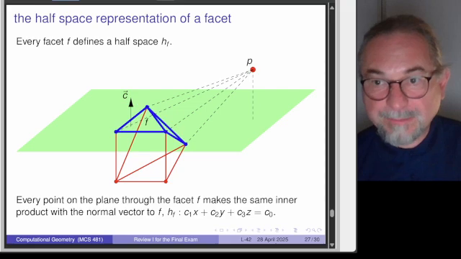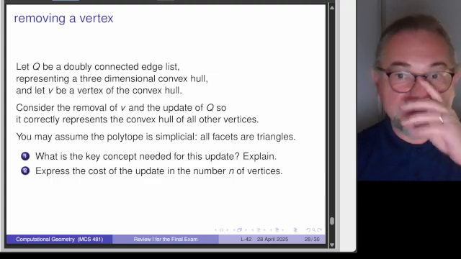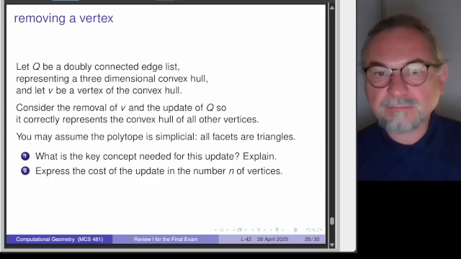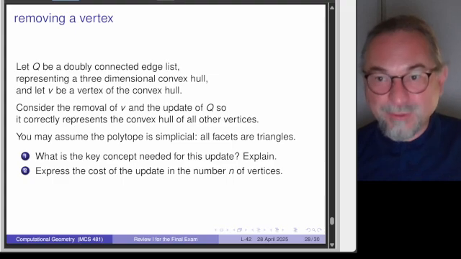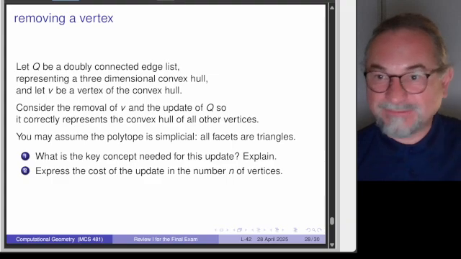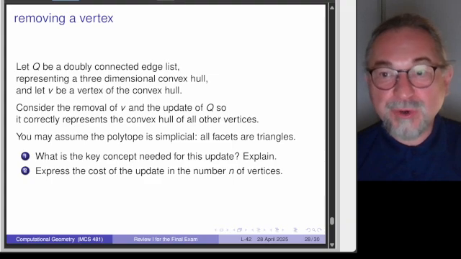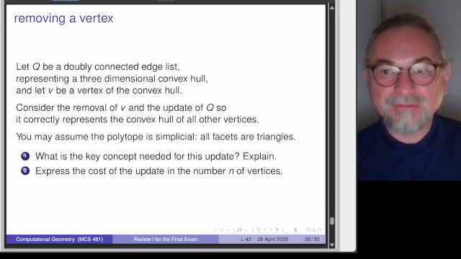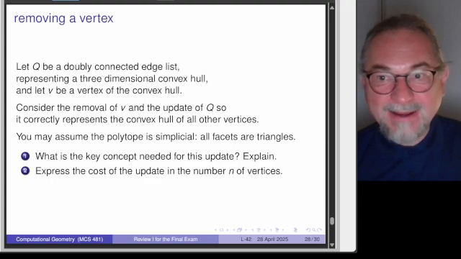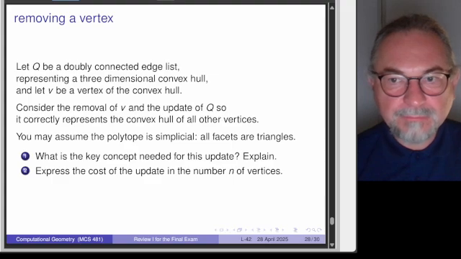So that's kind of the picture that you have to keep in mind for the following question. So we are reasoning backwards. It's very similar to where we started with planar convex hulls. We're going to update a convex hull, but instead of adding, we're going to remove a vertex.